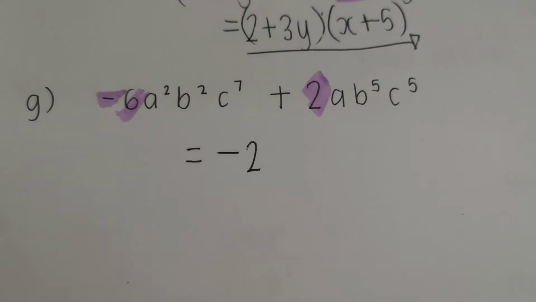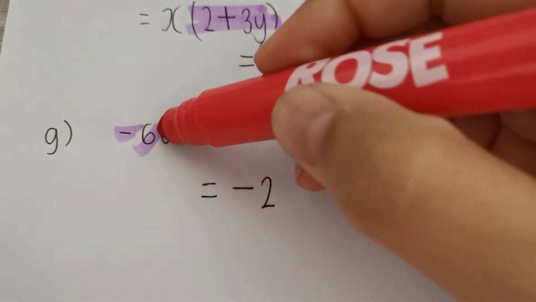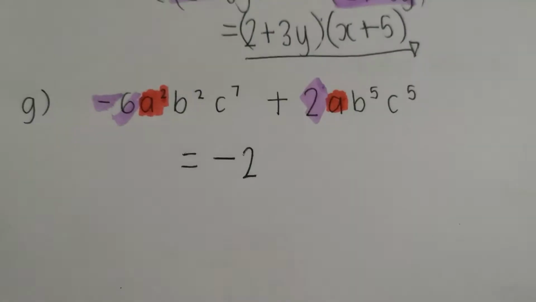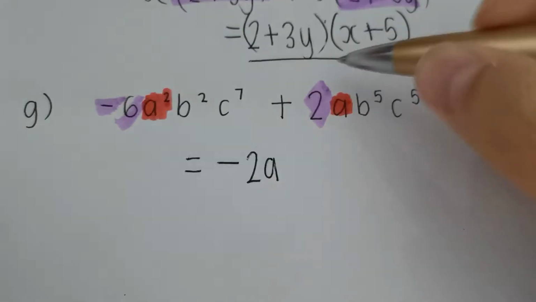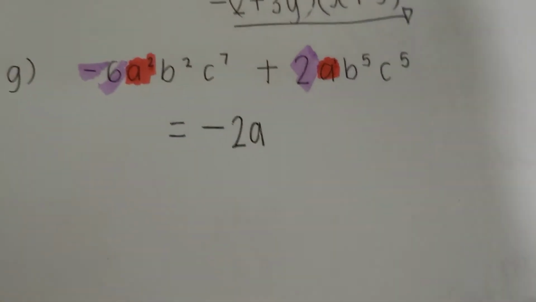With regards to the alphabets, let's use different colors so you guys don't get confused. Can you see there's an A over there and there's an A over there? So I can't take it out, only 1, because this one has 1, this one has 2. I'm going to use a different color.